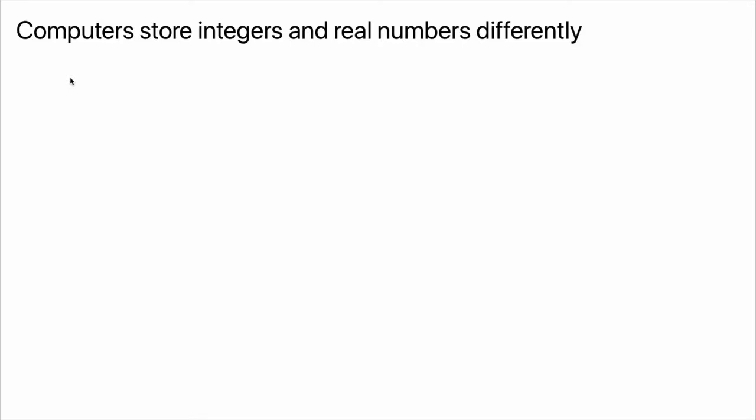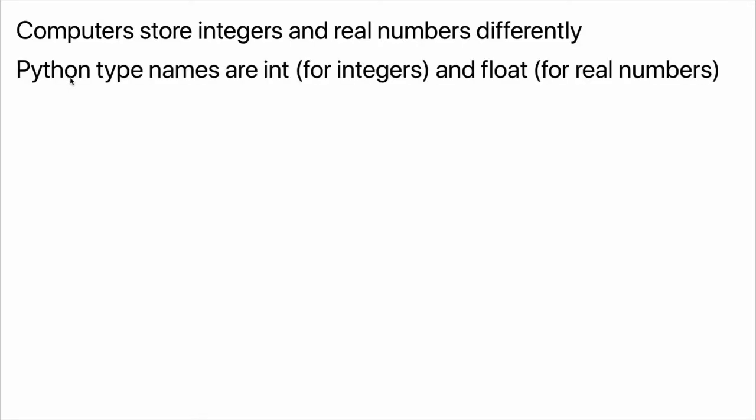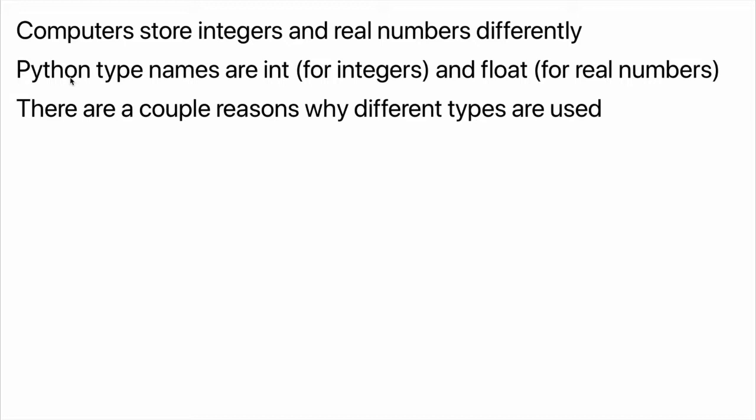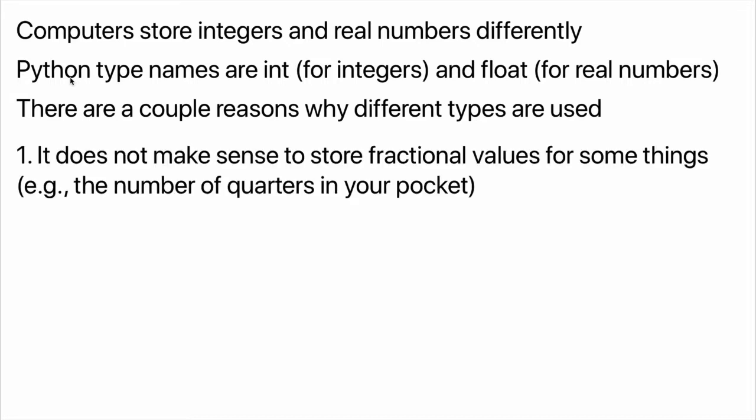Computers store integers and real numbers differently. The Python data type names are int for integers and float for real numbers. There are a couple reasons why different types are used. One is it does not make sense to store fractional values for some things. For example, the number of quarters in your pocket should be an integer.